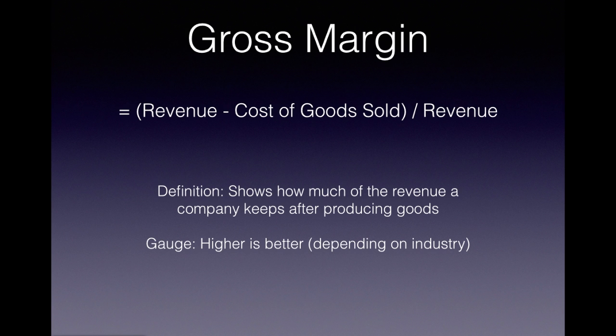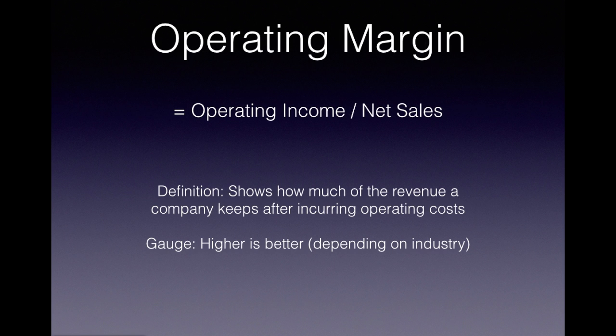The gross margin, another favorite of investors. This metric sees how much of a company's revenue is kept by the company after paying for production costs. As you'll see with most metrics, a higher gross margin means the company is keeping more of their revenue, which is good.